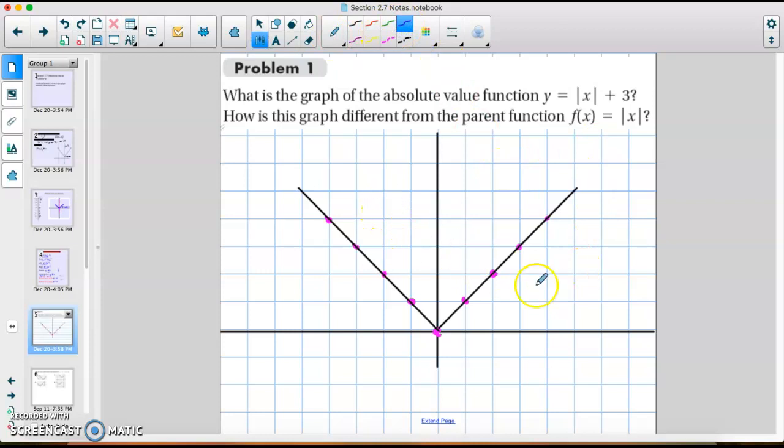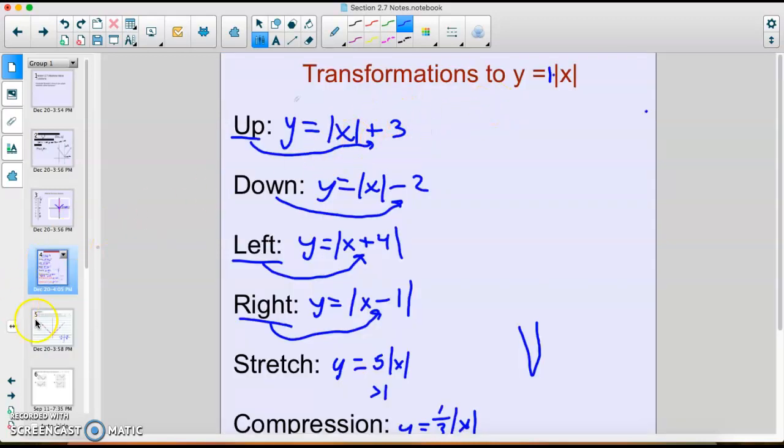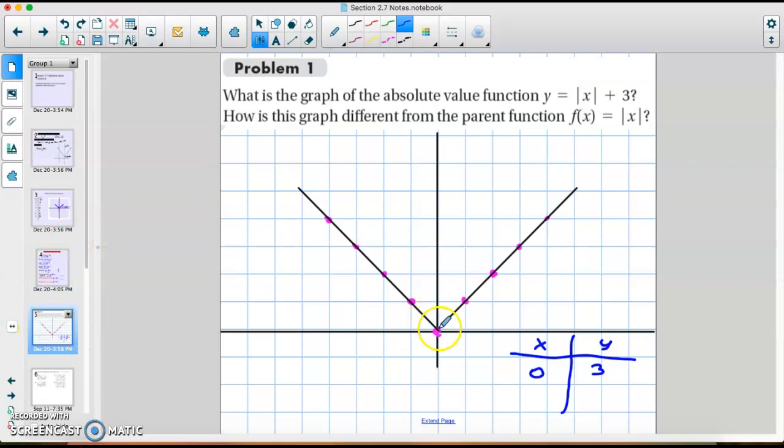Now, my suggestion, if you're ever confused, is to just make a t-chart and start plugging in numbers. So we're going to plug in 0 right away. That's easiest. So absolute value of 0 is 0, plus 3 is 3. Okay. And really, if we look at this, what are we doing to it? We're just taking this graph and shifting it up 3. Okay, so 1, 2, 3.